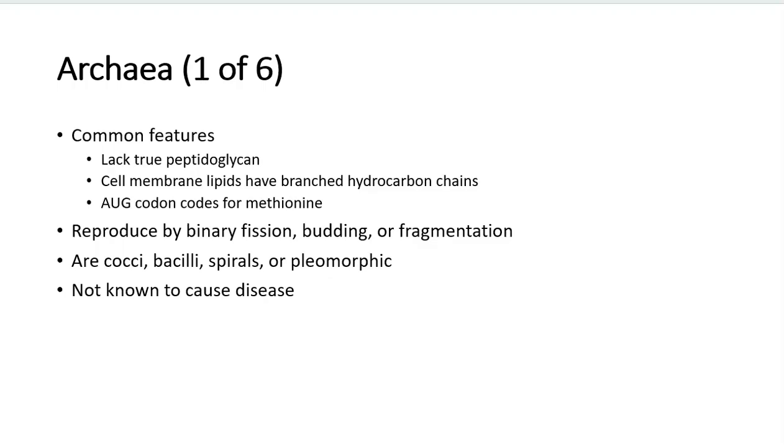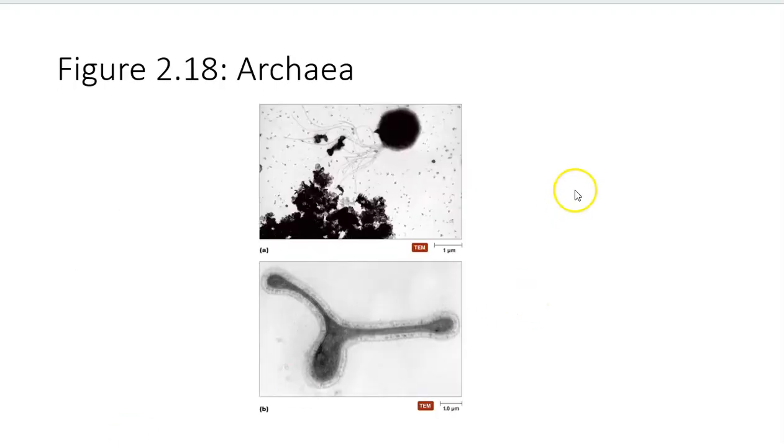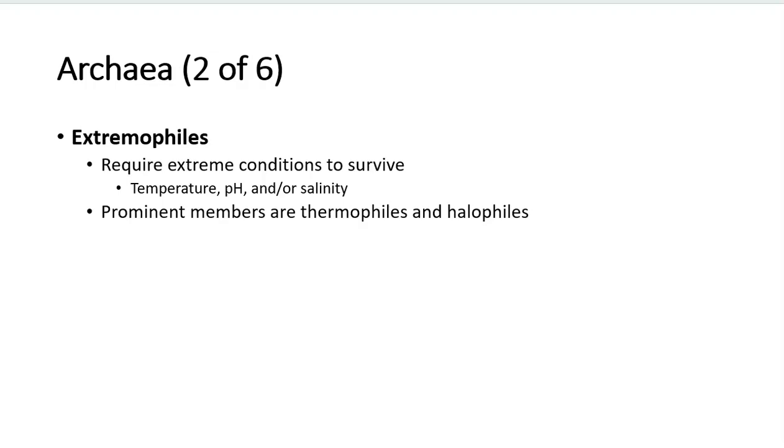They are not known to cause disease because primarily they are extremophiles. They live in these environments that we just couldn't live in. This is what they look like. You can see that pleomorphic right there. So they are extremophiles. They exist in extreme conditions, extreme temperatures, hot springs, extreme pH. They get in strong acids. The Great Salt Lake in Utah, that high salinity.